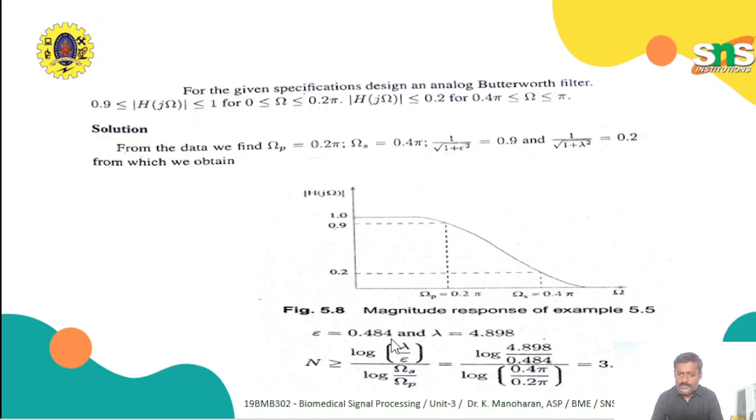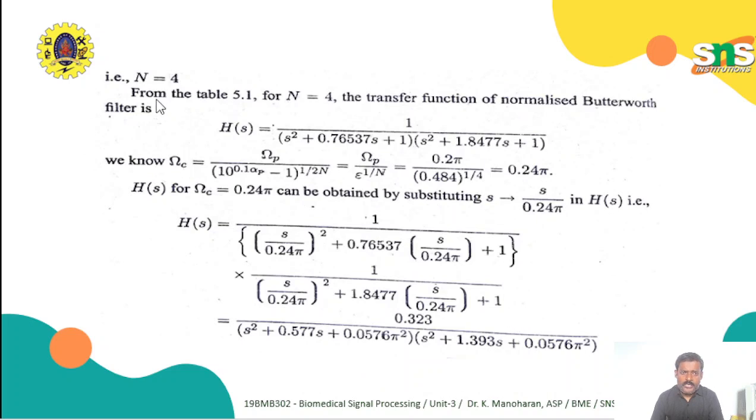Now we can substitute this epsilon value and lambda value, and from that we can find the n value. So n greater than or equal to 3.434. Now rounded to the next higher integer, so n becomes 4. So for n equal to 4, we need to find H of s.